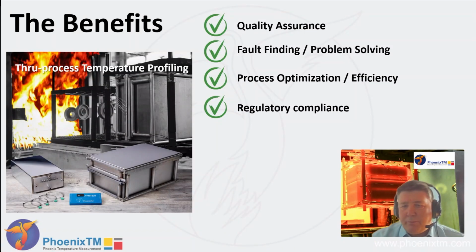The benefits of through-process temperature profiling can basically be summarized with these 4 points. Firstly, quality assurance, ensuring that your product has the right metallurgical properties it needs to do the job it's intended to be used for. Furnaces do have problems now and again, and the profile will allow you in some cases to find the root cause of the problem within your furnace, identify potential quality issues that you may have, and help you prevent rejects of your products as a result of the heat treatment process.